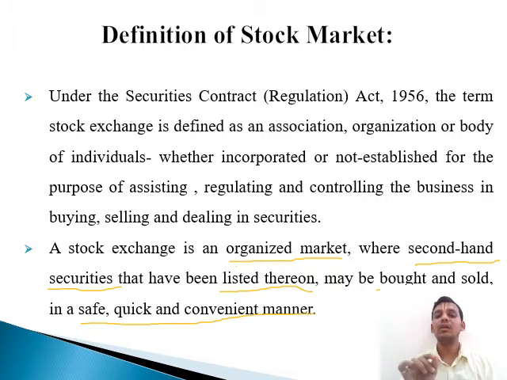This is the definition of stock market, which we can easily remember: an organized market where second-hand securities that are listed are traded. They can be bought and sold in a quick, easy and safe manner. Five points which define the stock market: organized, second-hand securities, bought and sold, listed, and quick, safe and convenient manner.